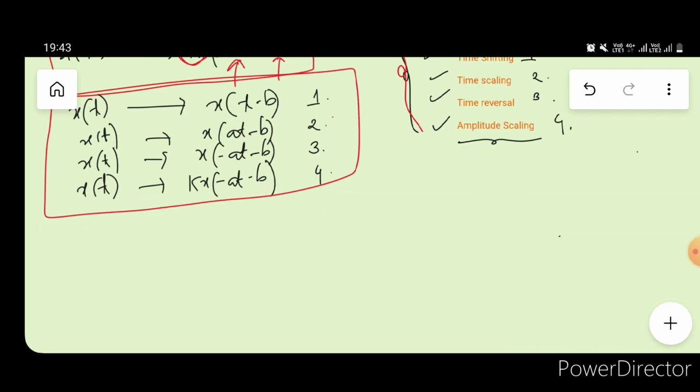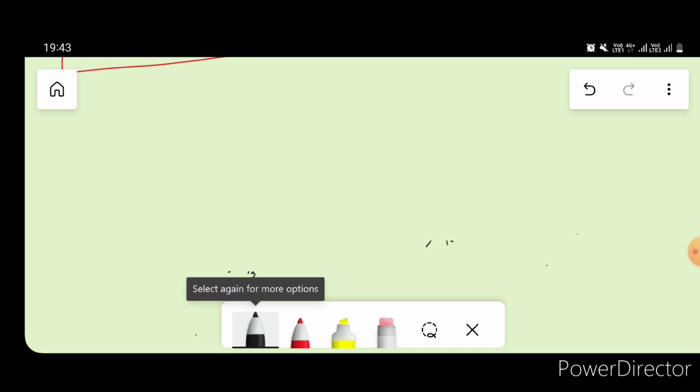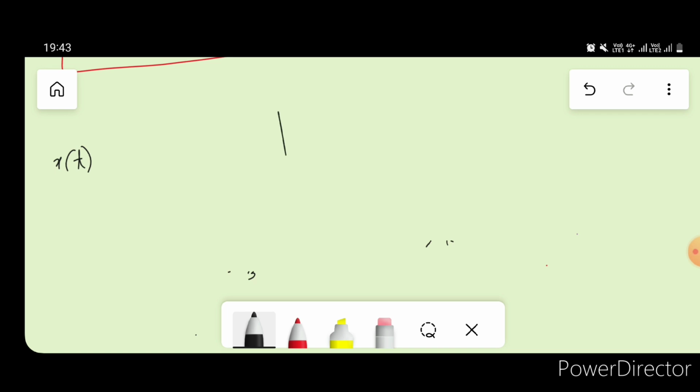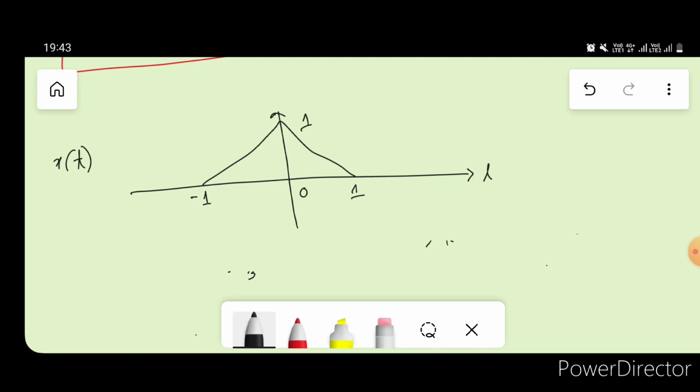So let's start. Let us consider x(t) is a triangular signal, defined between minus 1, 0 and 1. This is 1 unit and this is t, and we need to perform multiple transformation to achieve x of 3t plus 2.